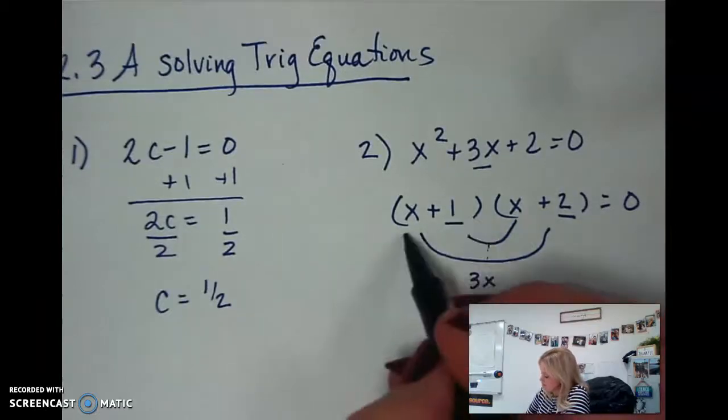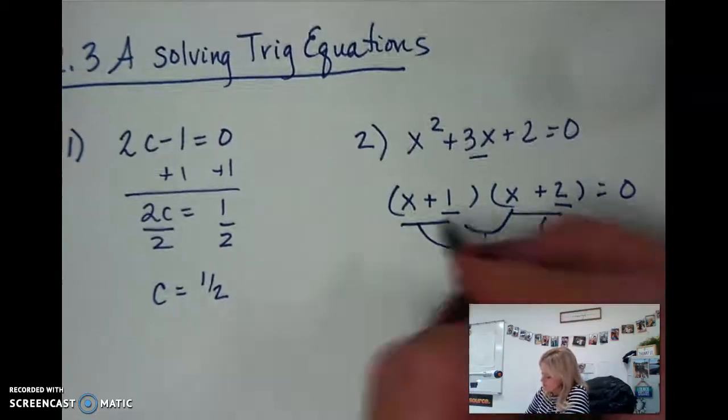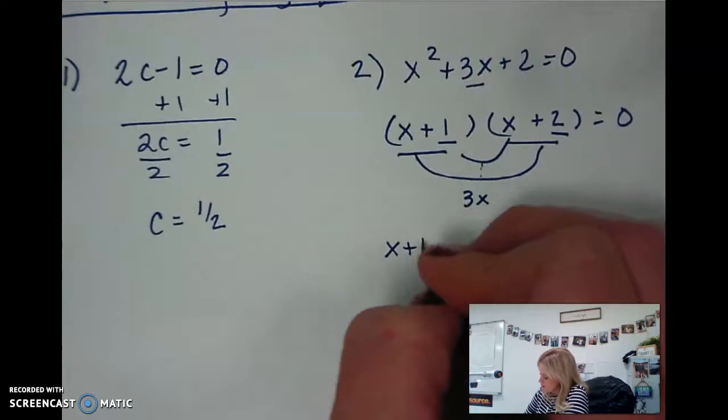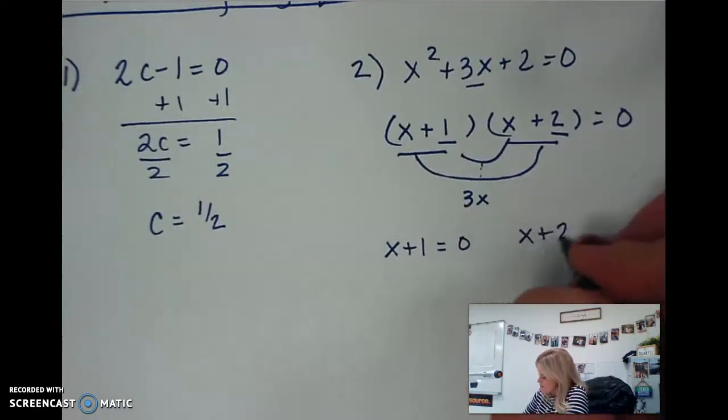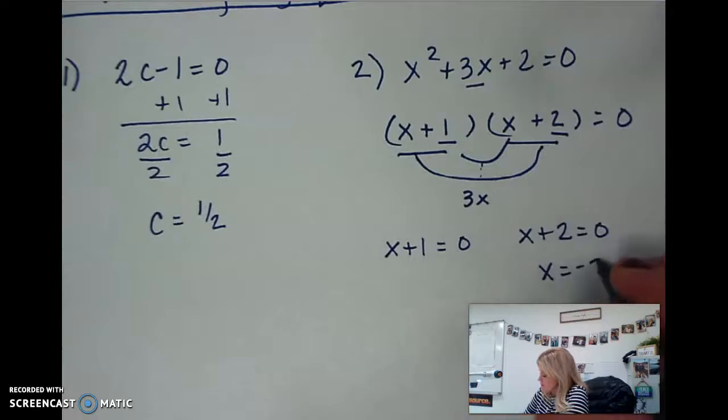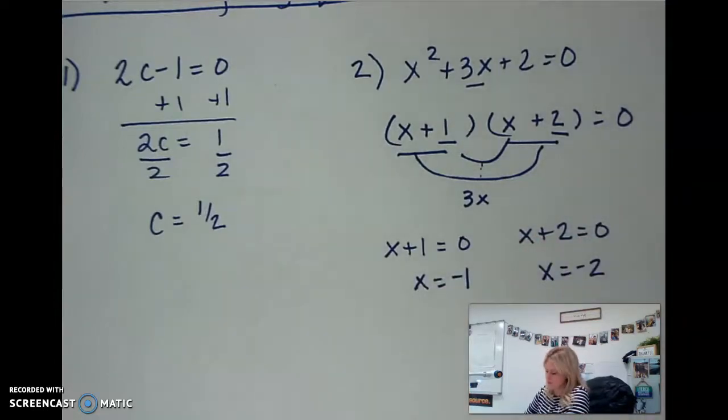And now that I have something times something equals 0, I can use the zero product property where either x plus 1 must equal 0, or x plus 2 equals 0, and x equals negative 2, or x equals negative 1. Okay.